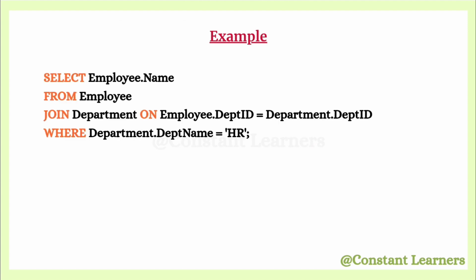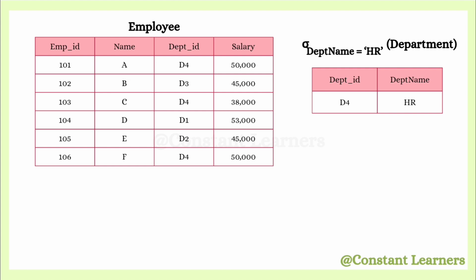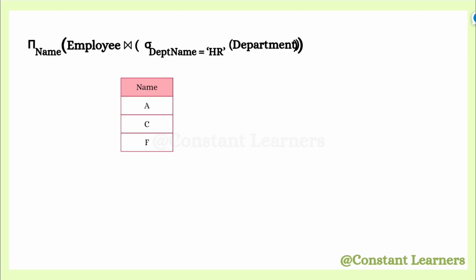Another way to do so is by first selecting only the HR department from the department table. This reduces the size of the department table, right? What are we doing here? We are selecting department name equal to HR from the department table. Now we will join this intermediate table with the employee table on the department ID, right? This gives us a much smaller and faster result, right? This intermediate table is quite small and this operation also requires very little time. And finally, we can project the names of the employees in this HR department, right?